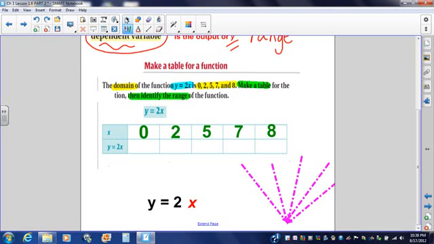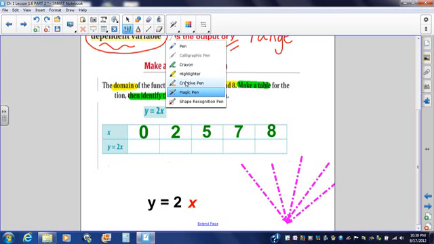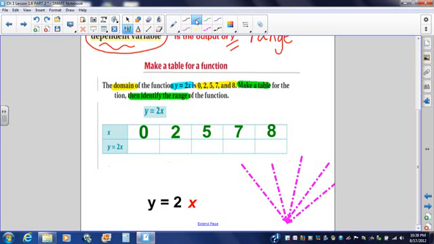Notice my numbers for my domain are 0, 2, 5, 7, and 8. Where did I get those from? Well, I certainly didn't make them up because I'm not that smart. Right here, the domain of the function is 0, 2, 5, 7, and 8. So they're telling me my X values are 0, 2, 5, 7, and 8. That's where that came from. We might want to get in the habit of writing domain over here by the X and range over here by the Y.